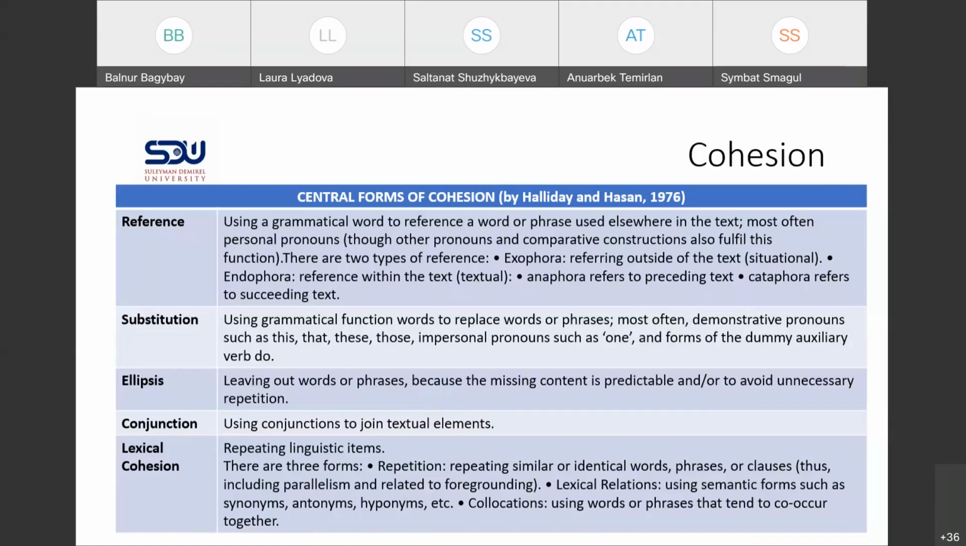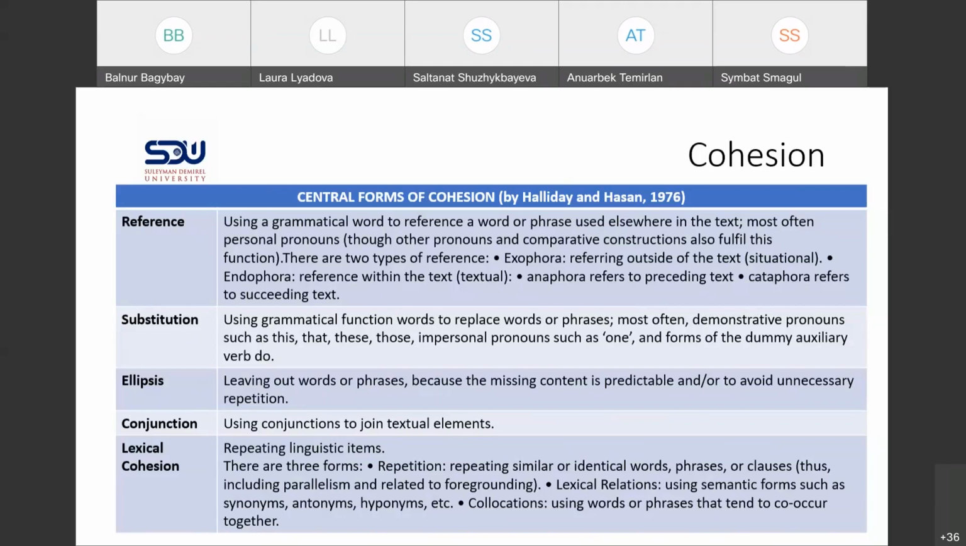The next one is called lexical cohesion. It is repeating the lexical items. We classify three forms of lexical cohesion. First of all is repetition. What is repetition? It is the repetition of similar or identical words or phrases. So actually, parallelism can also be part of repetition here.